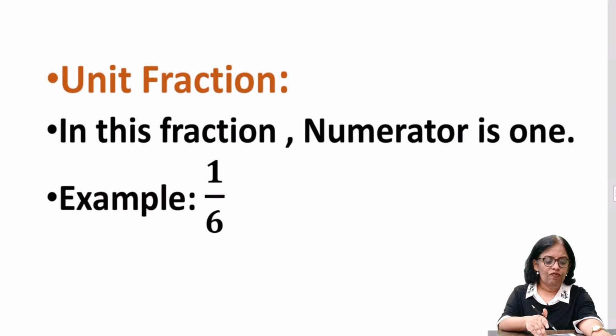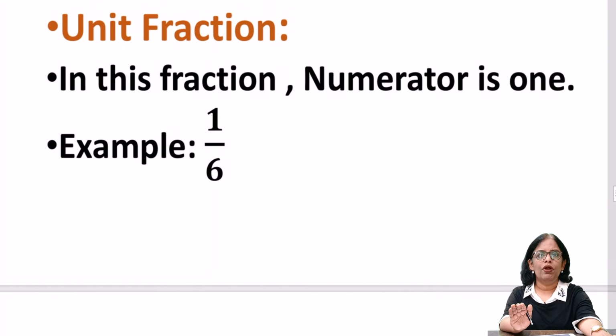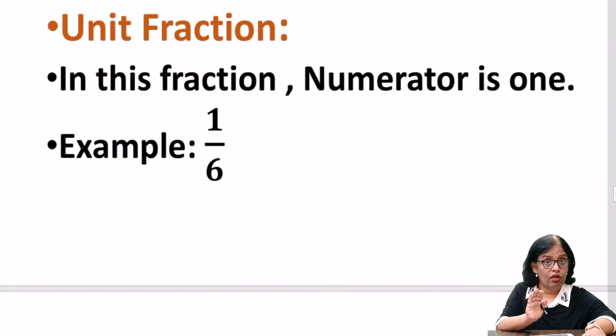Now, the unit fraction is a very simple definition. When the numerator of a given fraction is 1, that is called a unit fraction. Suppose it is 1 upon 6, then you can call it a unit fraction.